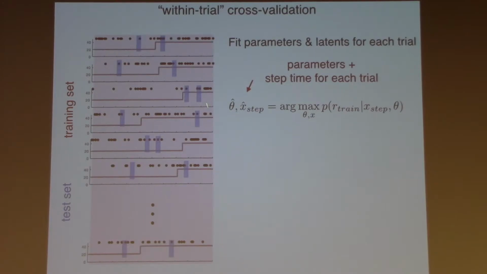The problem comes into how they fit their data. Instead of fitting only the parameters of the model, they also fit the latent variables. In fact, for every trial, they fit not only these global parameters, the minimum and maximum spike rate, they also fit the step time. So they maximize the probability of the spike train data given the step time and theta. If you have 100 trials, this is a model with 102 parameters.